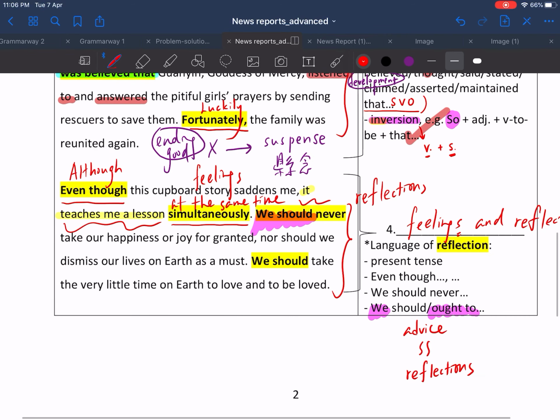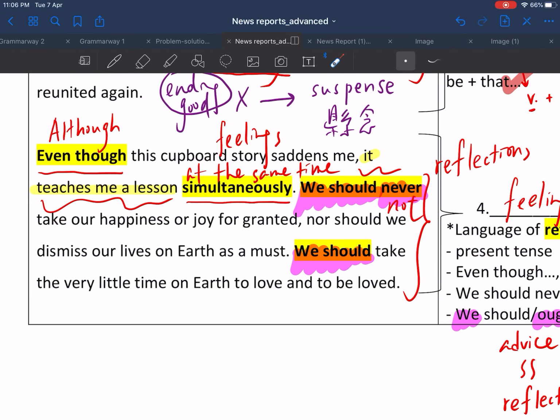Okay? However, if you want to give negative advice, make sure you use never, or you may say not, N-O-T, which becomes we should not, or we should never. This one is for negative advice. However, if you give positive advice, you will use we should. So let's have a look at the reflections for this part. We should never take our happiness or joy for granted. Nor should we dismiss our lives on earth as a must.